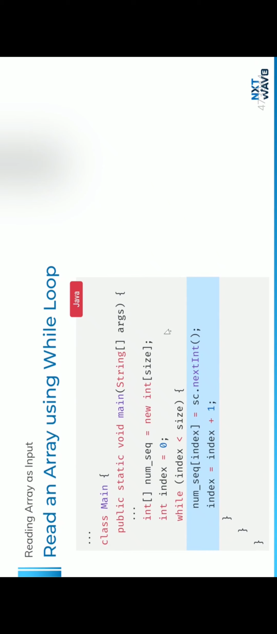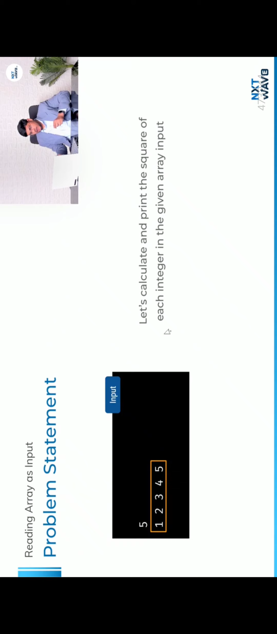Now let's run the code. It won't print any output because we are not printing any piece of output here. Now that we are done with reading input as well as creating an array, now let's look into printing the square of each of the integers in the given array input.